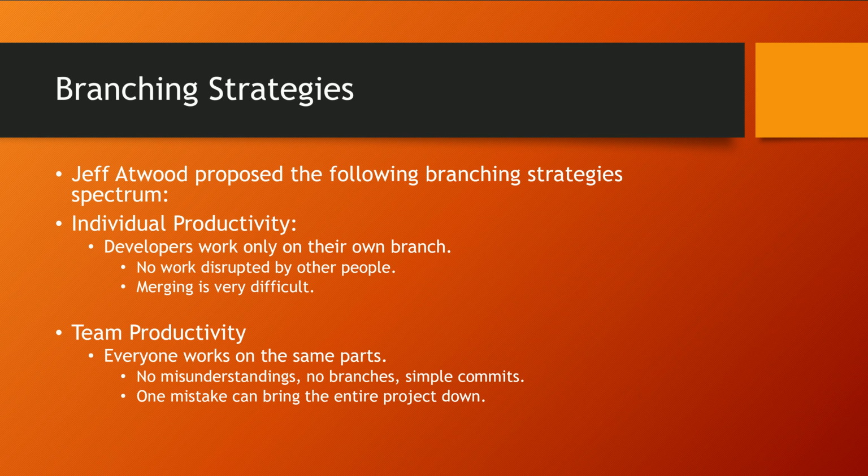On the other side, you have team productivity, which is where everyone works on basically the same branch, the development branch or the trunk. When this happens, there's no misunderstandings, there's no branches, there's simple commits. The team works together on one commit. And when they push it out, the one downside could be that the entire project has to be looked at again, and they can be bigger code commits for these updates.